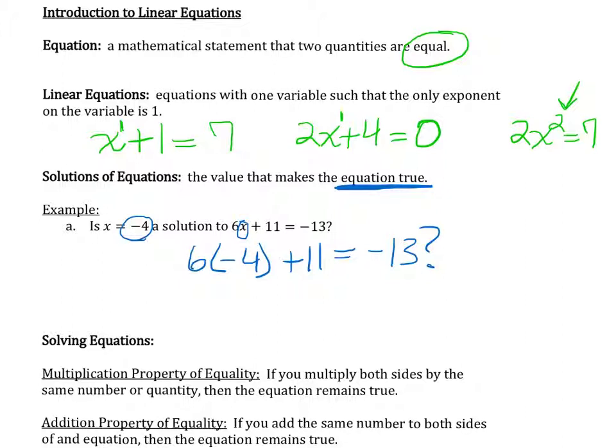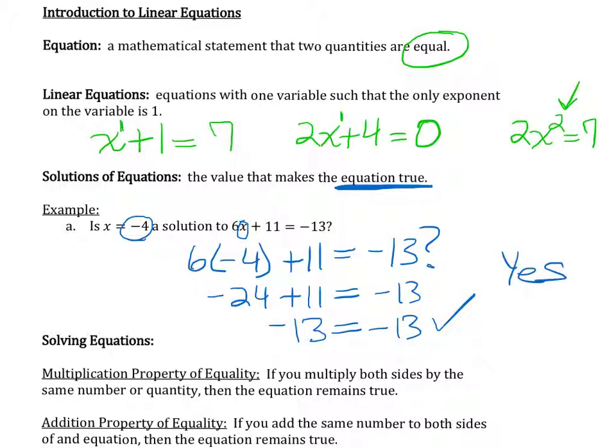Well, 6 times -4 is -24. Still have plus 11 equals -13. And if I add -24 and 11, I do in fact get -13. This is a true statement, and so I say yes, x equals -4 is a solution.